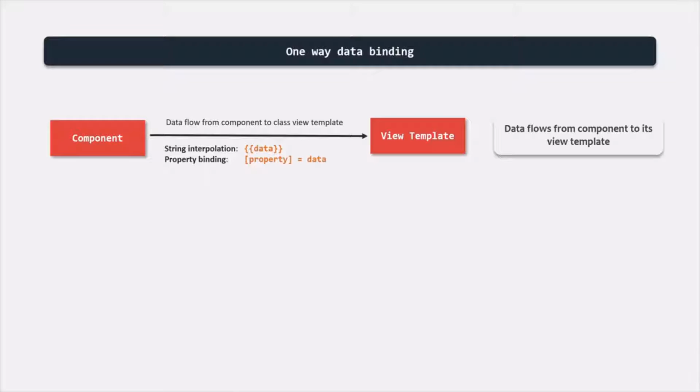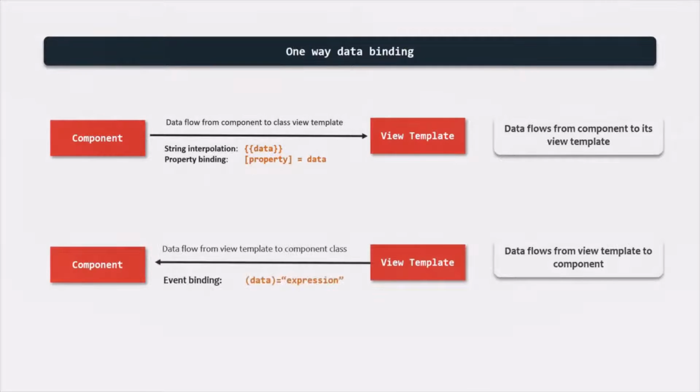This is one-way data binding where the data will flow from component class to its view template. But we can also bind data from the view template to its component class. And this can be achieved using event binding. Here, the data will flow from view template to its component class. So in this lecture, we are going to learn how we can achieve one-way data binding where the data will flow from view template to component class using event binding.